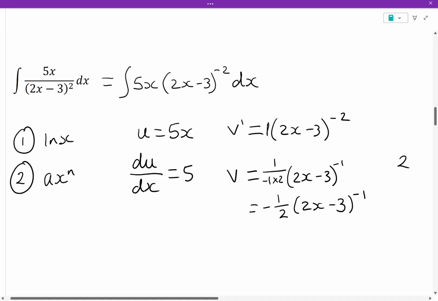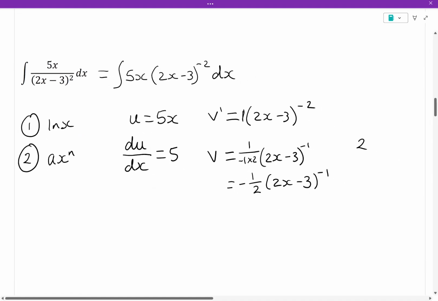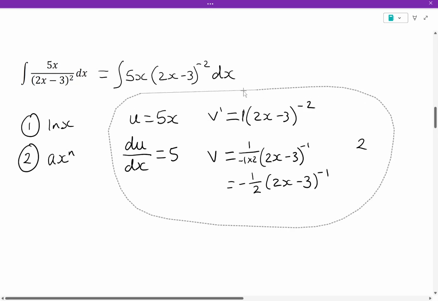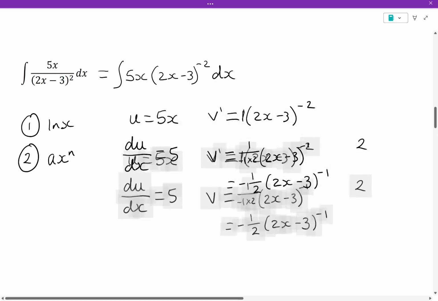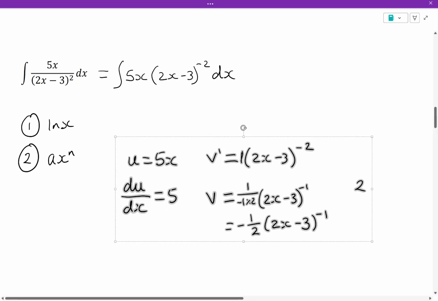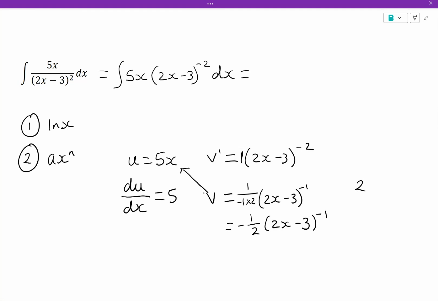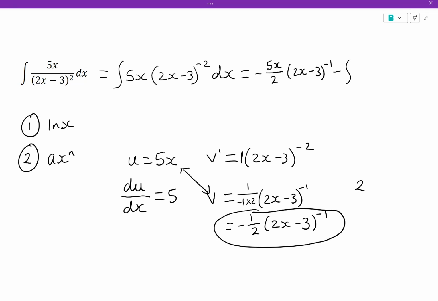So now we can use the integration by parts formula. I'm just going to make a little bit of space here. Then we can say that our integral here is equal to u times v. So v is here. It'll be 5x times this fairly complicated looking expression. So we would get negative 5x over 2 times (2x subtract 3) to the negative 1, subtract the integral of the two things that we had to find ourselves.